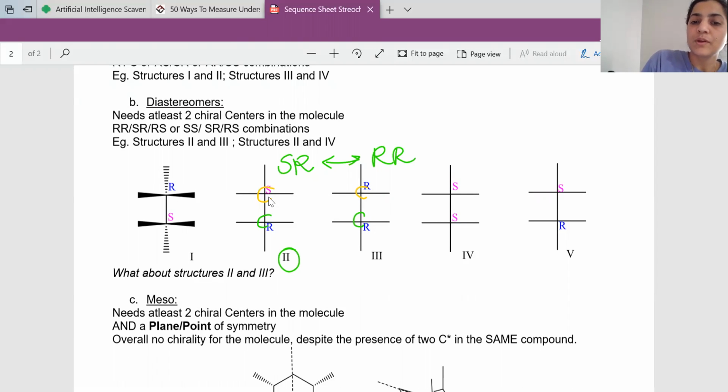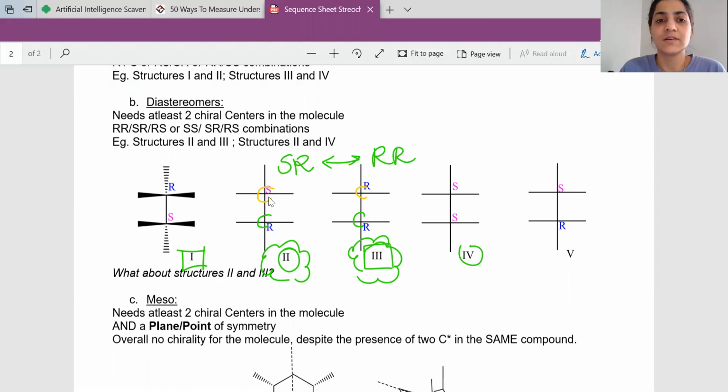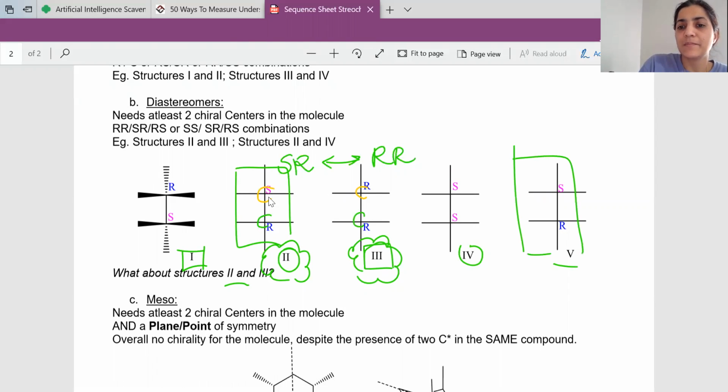Structures 2 and 4 are also enantiomeric to each other. Structures 3 and 1 can also be enantiomeric to each other. Structure 2 and structure 3 are enantiomeric to each other. What about structure 2 and structure 5? They are exactly the same compounds.